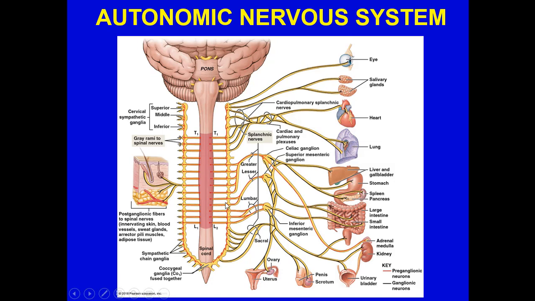But in other cases, the preganglionic fibers will go beyond the ganglionic chain to other ganglia, such as the superior mesenteric, the inferior mesenteric, and the celiac, and then have their postsynaptic neurons follow down and innervate the liver, gallbladder, stomach, spleen, pancreas, small intestine, and large intestine. Now notice also that there is this nice little plexus right here, moving out from a lower end of that chain.